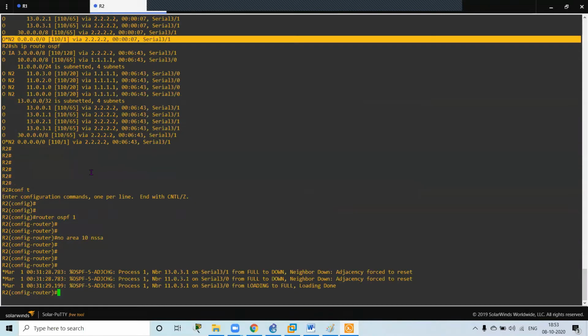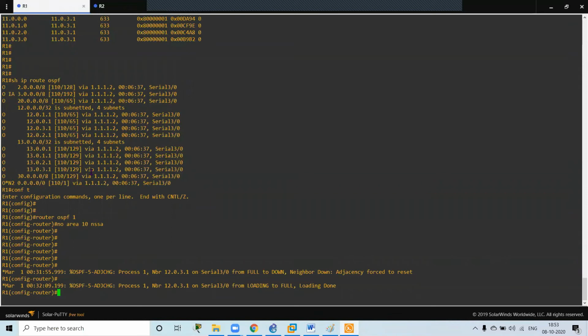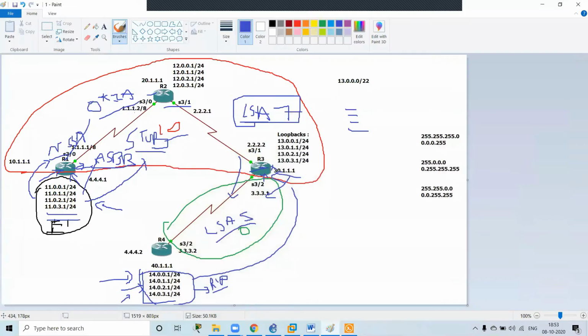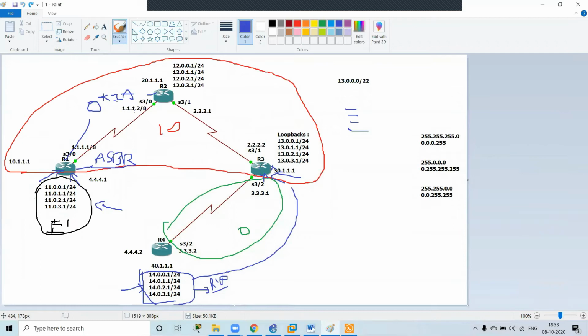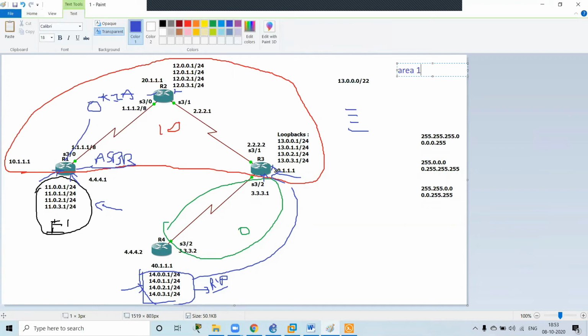Okay, I have removed it. Now to configure totally NSSA, what do you have to do? I need to configure my area 10 as totally NSSA. On the internal routers, that is my R1 and R2, I will give the command area 10 NSSA. The command will be the same over here. It will be area 10 NSSA on my internal routers.